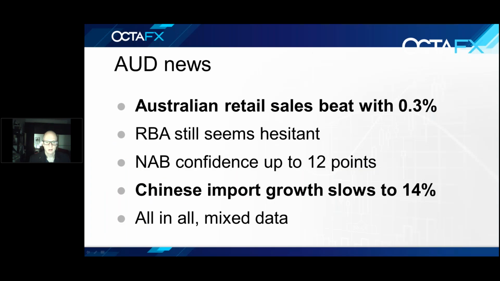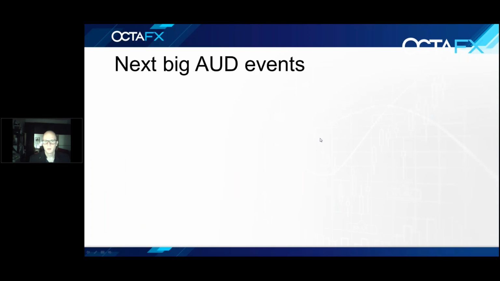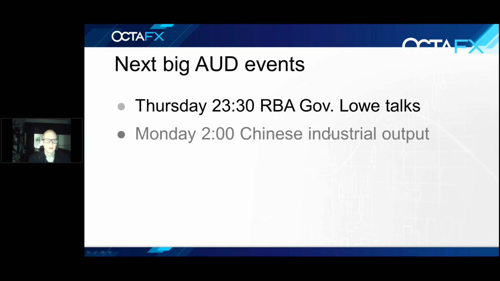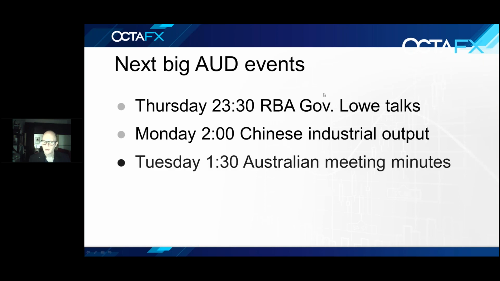Let's continue. The next big events we're looking out for later today, tonight, early tomorrow, we have Governor Philip Lowe of the Reserve Bank of Australia. He'll be speaking, and he could move markets. On Monday, we have Chinese industrial output, just very early to begin the week. On Tuesday, the RBA meeting minutes. Last time, they had more impact than was expected.